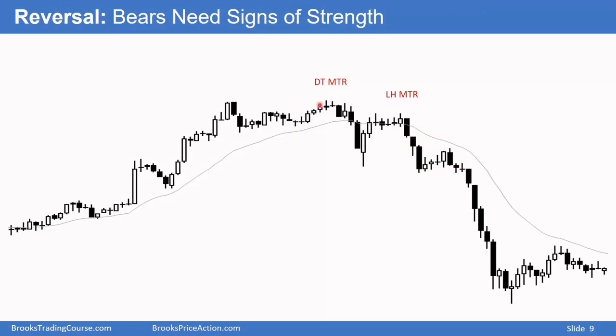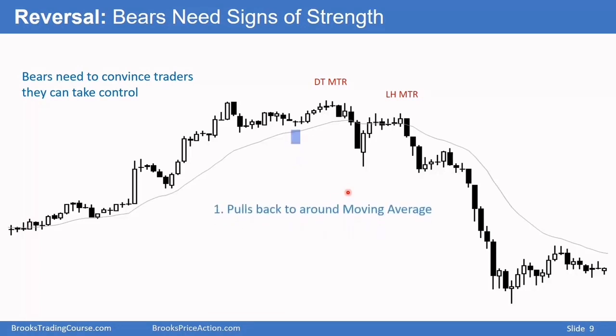Double top major trend reversal. Lower high major trend reversal. For a reversal, you need signs that the bears are strong. Traders have to believe that the bears are strong enough to take control over the market and create a swing down. We've got to pull back to near the moving average. That is a sign of strength. The bears could control the market for about 8 or 10 bars here. That's good, but not much selling pressure.